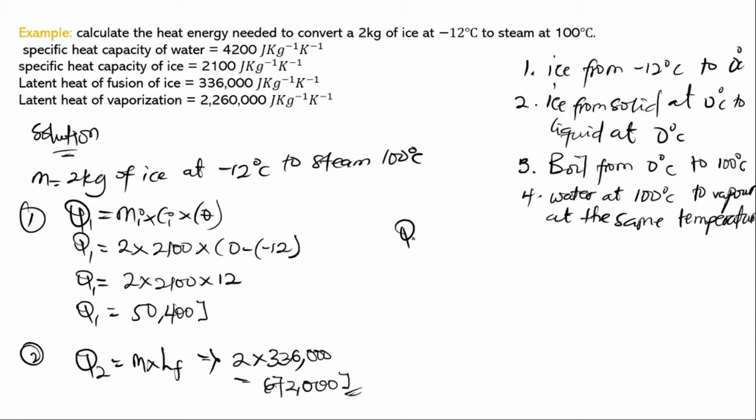Now let's look at the third heat that we need. Now we have water, so we have to heat the water from 0 degrees Celsius to 100 degrees Celsius. The heat energy involved in that process is the mass of water multiplied by the specific heat capacity of water multiplied by the change in temperature. The mass of water is still the mass of ice, so we are assuming no matter has been lost during the conversion. So the mass is 2, multiplied by the specific heat capacity of water, which is 4,200 joules, then multiplied by the change in temperature. We are converting from 0 to 100, so the change in temperature is 100 minus 0, which is 100.